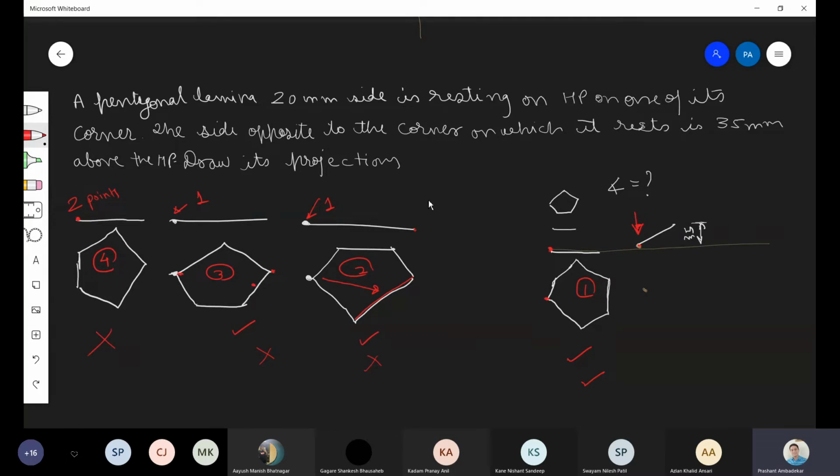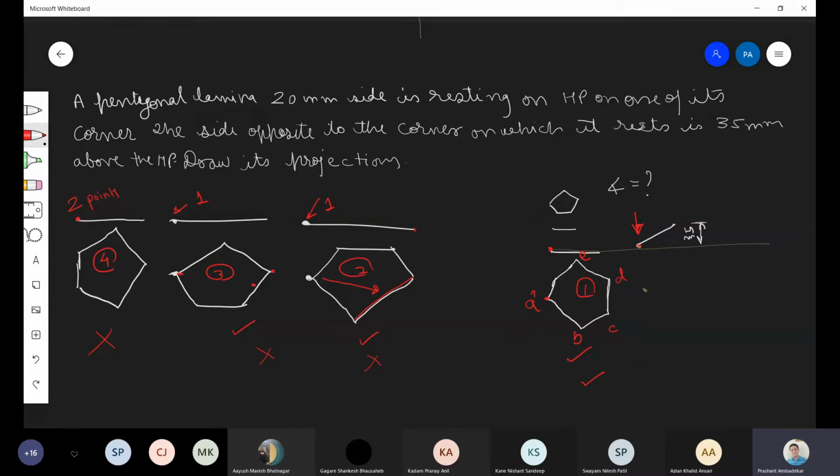Another thing, if the sentence in the question is like this, the side opposite to the corner on which it is resting. So if I name this, you will be able to understand. See, A, B, C, D, E. It is resting on which corner? A. Which is the side opposite to A? DC.